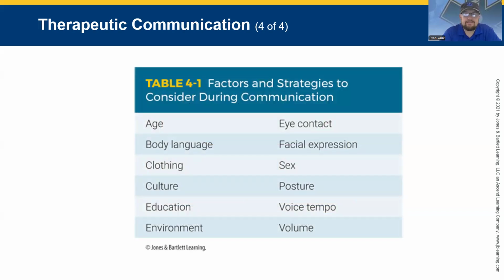So when we're talking about communication, some of the things we need to consider are age and appropriate communication with that age, and making good eye contact. Your body language and facial expressions say a ton. Clothing and which sex you are, male or female, plays a huge role. Also culture, posture, education, voice tempo, environment, and volume.